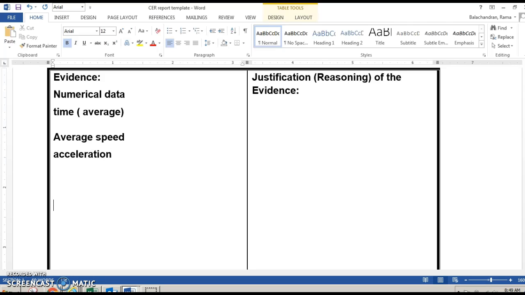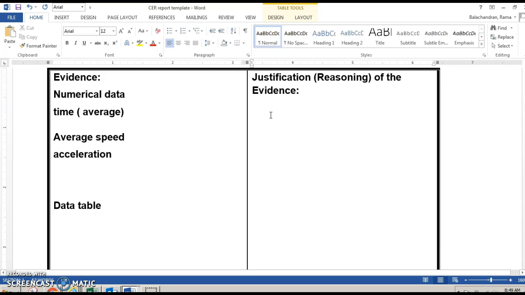So you could make a data table, or you could simply refer to the data and speak about it in paragraphs, because there are only 2 different heights. If you do more than 2 different heights, you could also plot a graph. So you can make a simple data table like height versus time, or height versus average speed, or height versus acceleration, and use that as your evidence to answer your claim. And remember, your evidence may prove or disprove your claim. It can be either way. If you made a wrong claim and your evidence gives you proof that your claim is not right, that's perfectly okay. Then come to the last column, which is justification, the reasoning of the evidence.